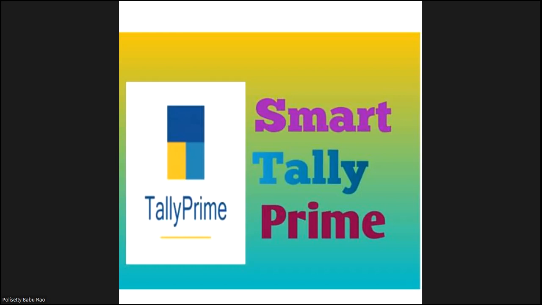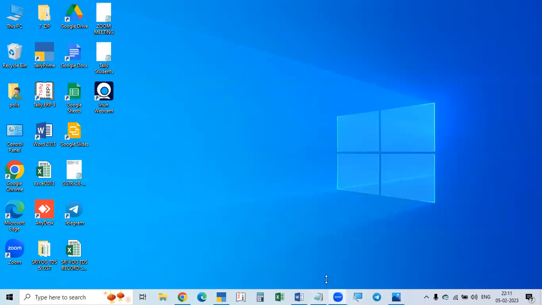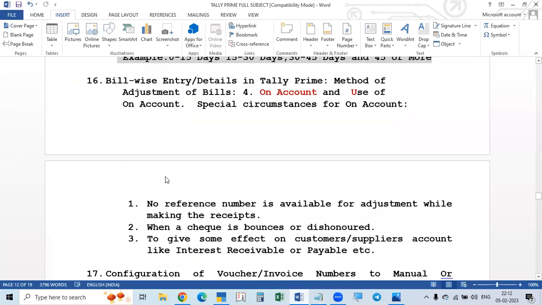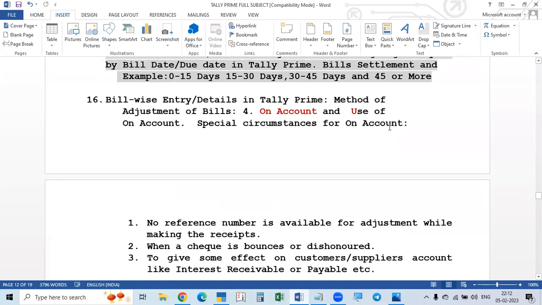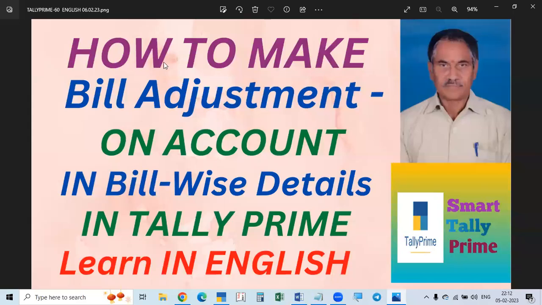And now, today, our topic is, I will share the screen. In the bill wise adjustment, bill wise entry and bill wise details, there are methods of adjustment of bills. Already there were three, and now our topic today is on account. So the bill wise adjustment, the last one, on account. We will discuss this in detail: how to make bill adjustment on account in the bill wise details, how to do that. That's what we are doing.